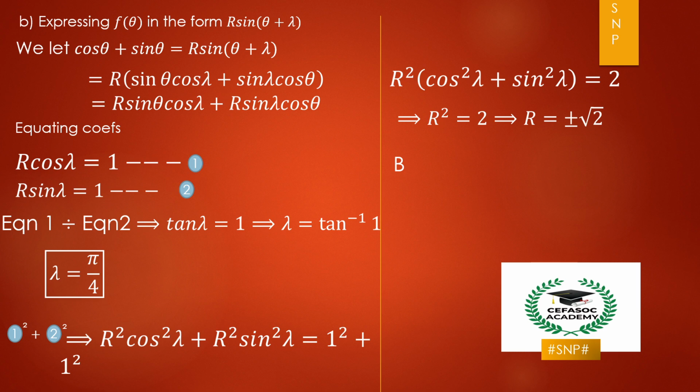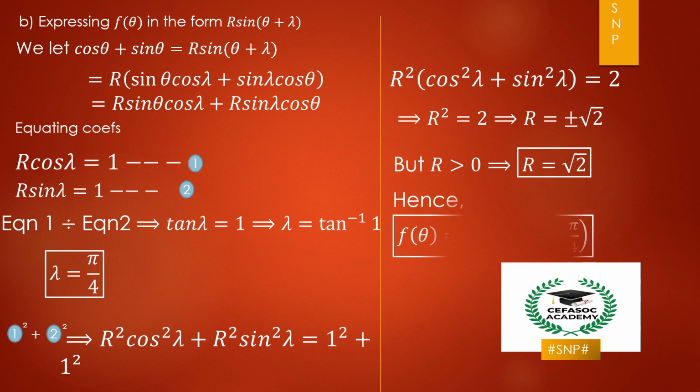But they said that R should be greater than 0. So the value of R is positive root 2, and it will make our f of theta equal to root 2 sine(theta plus pi over 4). Like I said, you can put 45 degrees, no problem. And for the C part of the question, we are finding the general solution of f of theta equals 1.